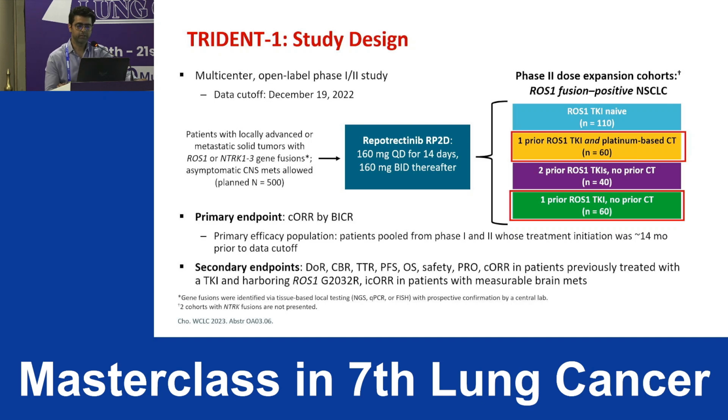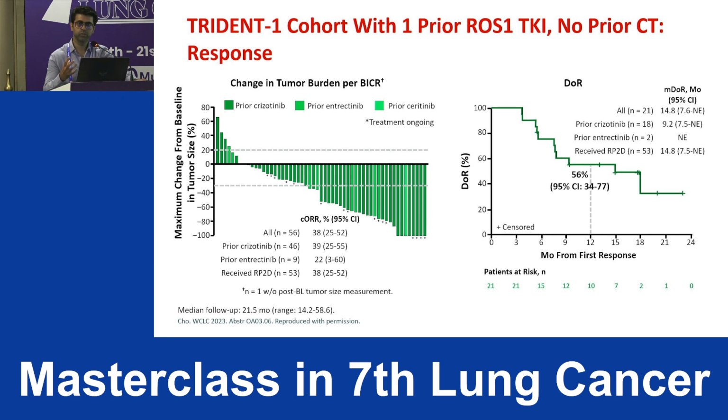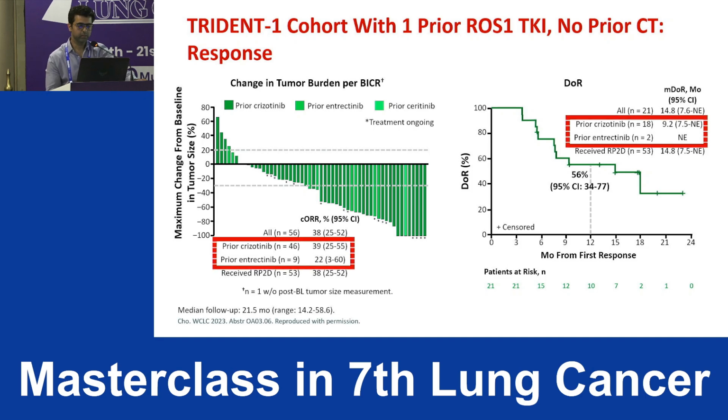The next drug is repotrectinib, which has been approved in the first line setting for ROS1 positive NSCLC. In this trial, patients who had already received prior lines of ROS1 TKI were also included, and we will be showing you the results of this cohort of patients. These are the cohort with one prior ROS1 TKI without any prior chemotherapy. Here you can see that in patients who had prior crizotinib, the overall response rate was 39%, and the duration of response among them was 9.2 months.